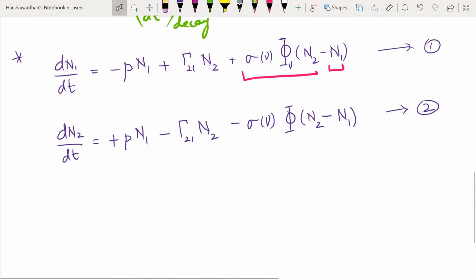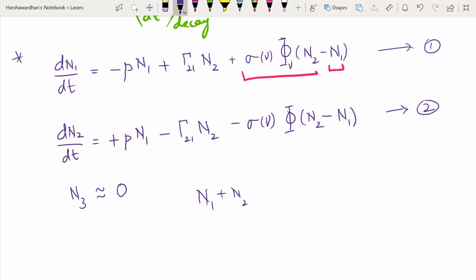And my claim is that level 3 for all practical purposes remains 0. That is, the conservation of the population effectively is simply n1 plus n2. This is my total number of atoms. There is hardly any atom that stays in the level 3. So that would mean that d by dt of n1 plus n2, you can check that indeed that is true, is actually 0, which implies that n1 plus n2 is a constant.